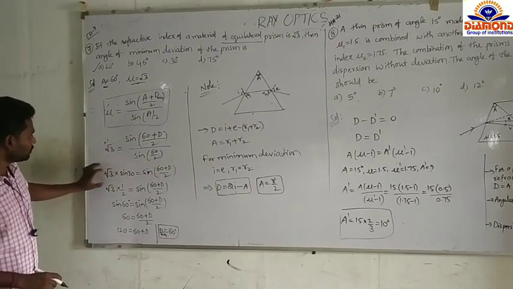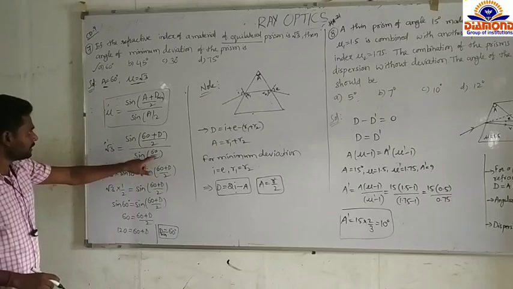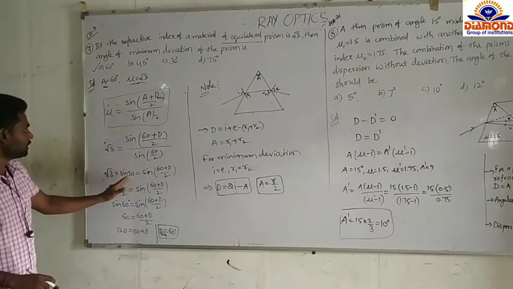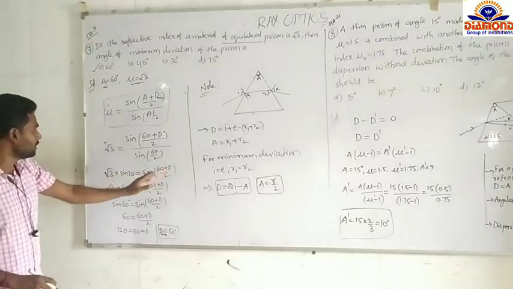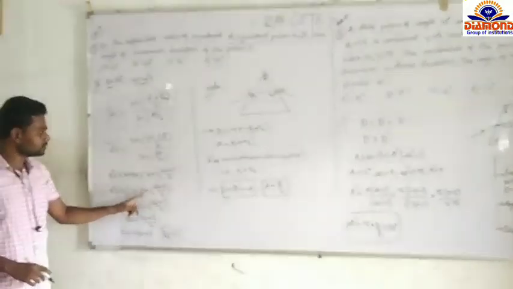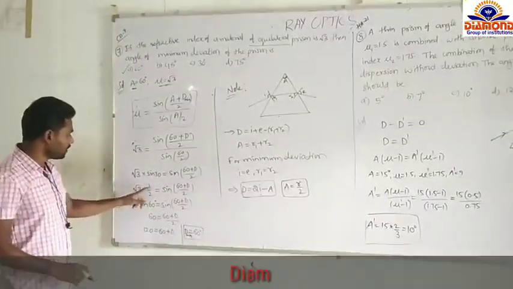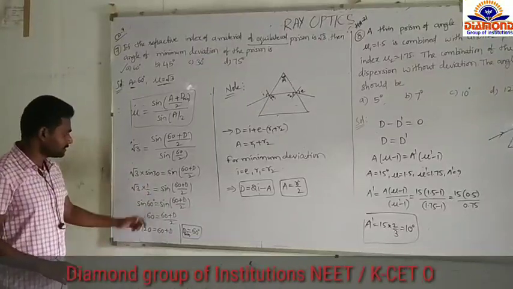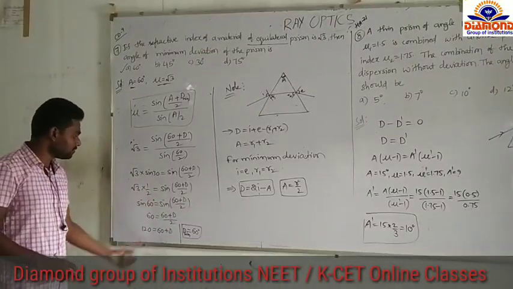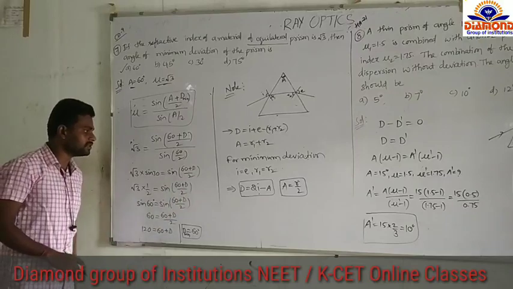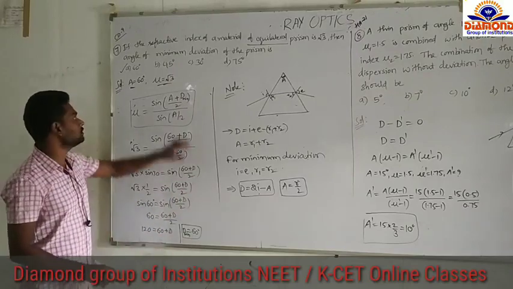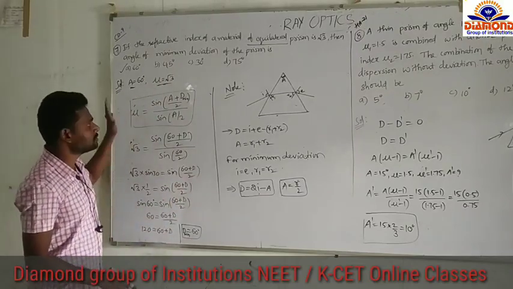Then we will get √3 into sin of 60 by 2, which is nothing but 30. I am sending this side: sin 30 equals sin of (60 plus d) by 2. √3 into sin 30, value 1 by 2, equals sin of (60 plus d) by 2. So this value is √3 by 2, which is nothing but sin 60. Now equate the angles. By simplification we will get the minimum deviation equal to 60 degrees. So we can solve this problem very easily by using the formula.